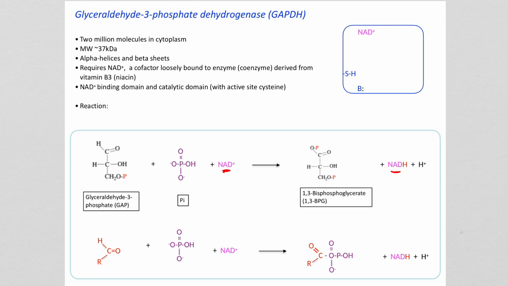We will represent glyceraldehyde-3-phosphate in a very simple form. We'll just call it RCHO. The inorganic phosphate is shown here, and NAD will be represented as this. And the product will be represented as this structure, 1,3-bisphosphoglycerate. So let's look at the mechanism of this reaction.